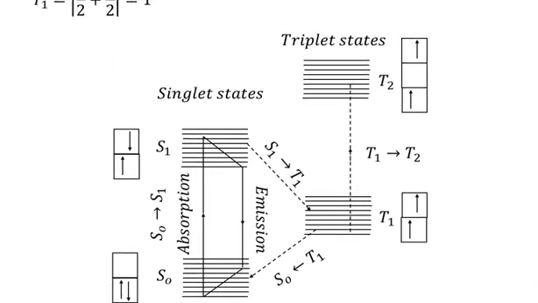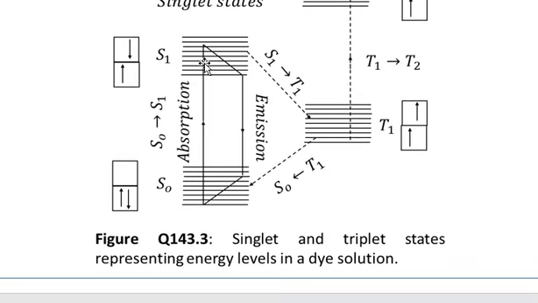So you see that, as I explained, the decay from the higher vibrational level to the lowest vibrational level in this state, the singlet state S1, is through collisional de-excitation, and this is a non-radiative decay with a time of the order of 100 femtoseconds.